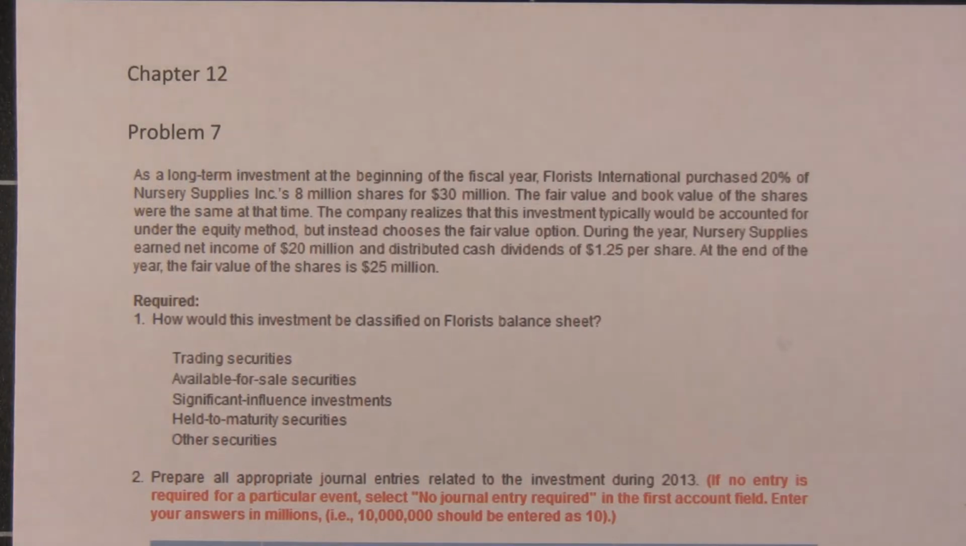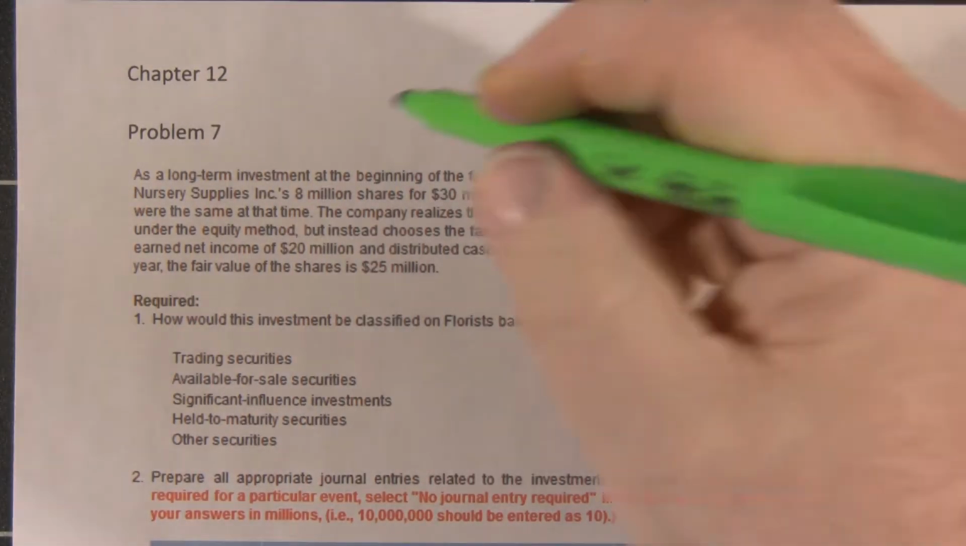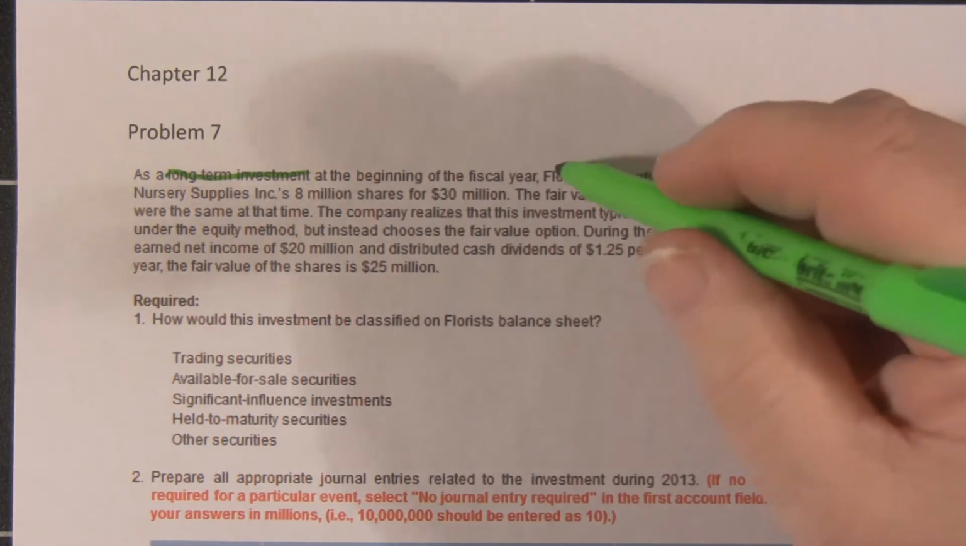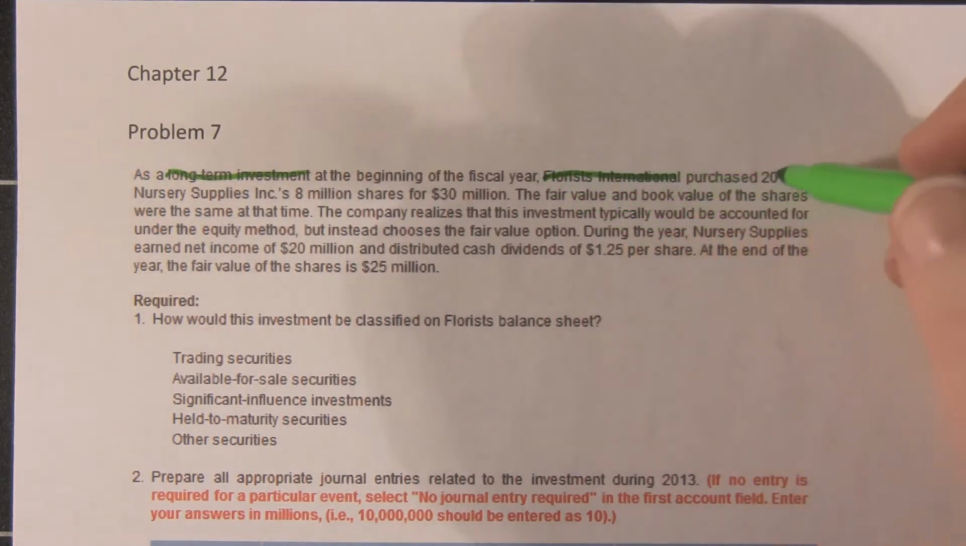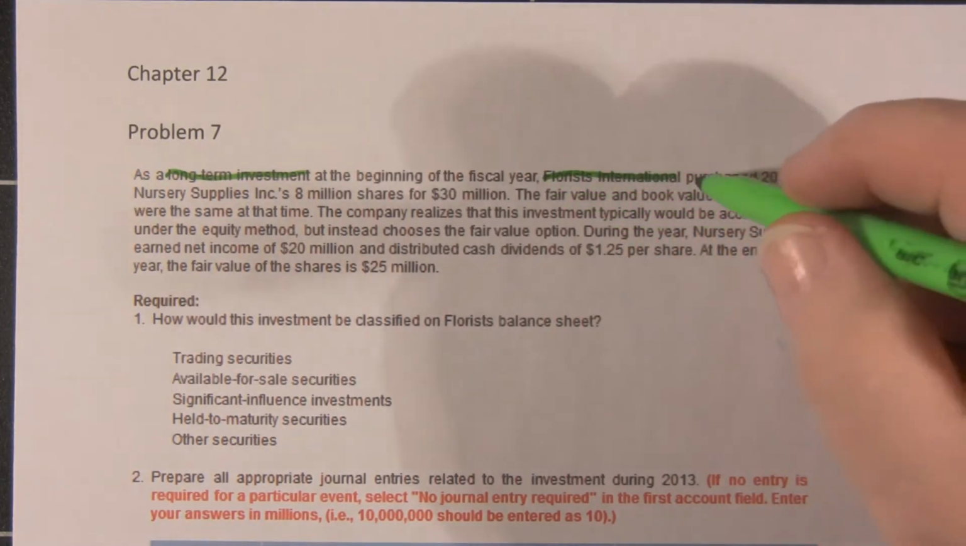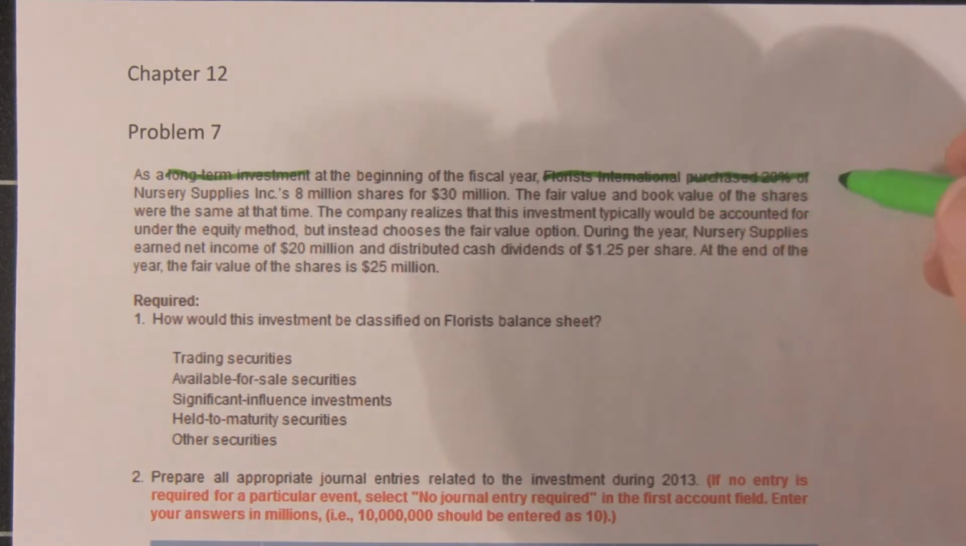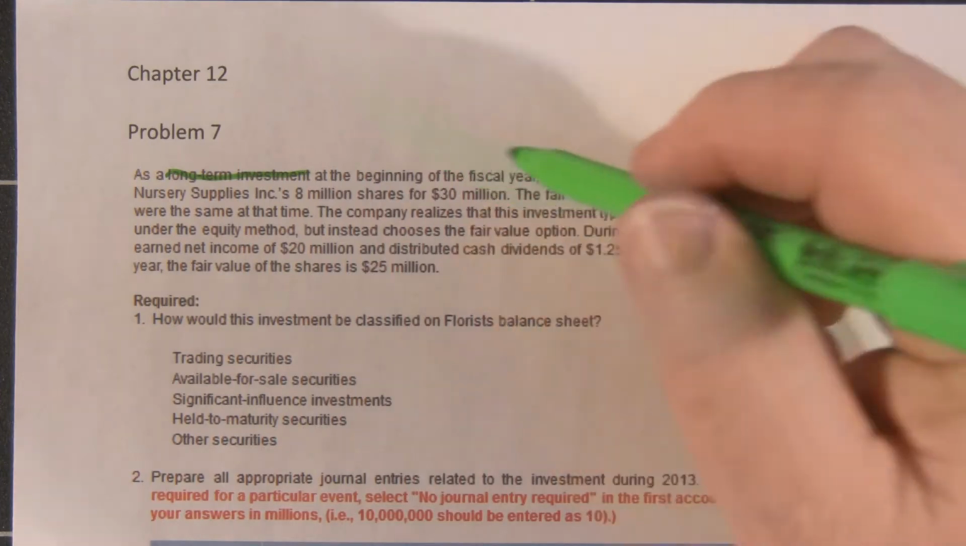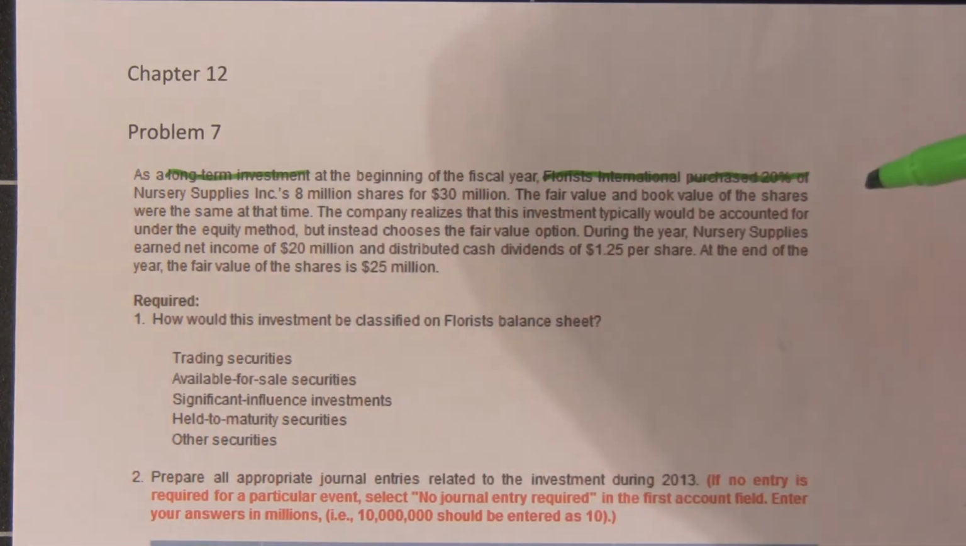Okay, let's take a look at this company. This company invested as a long-term investment. Florist International, they're the investor, okay? Purchased 20%. So normally that would mean the equity method, because we assume 20% gives them significant influence.